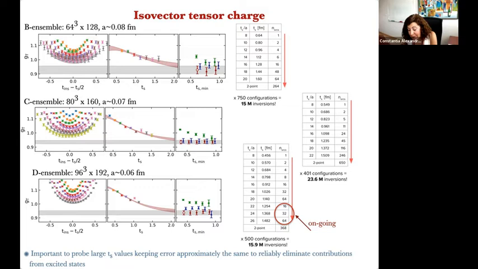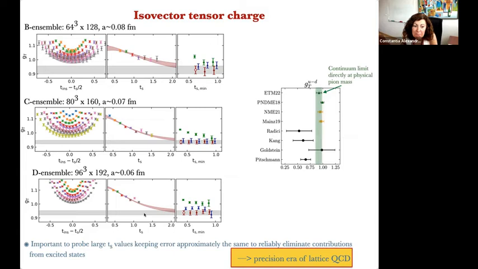And now I can use these results to extrapolate to the continuum limit directly at the physical pion mass, keeping the mass fixed at its physical value. This is extremely important. This is the first result that is doing this. You see other lattice results, but all these use chiral extrapolations. But you see a very good agreement, and you see the comparison with phenomenology. And I hope I'm convincing you that we are reaching the precision era of lattice QCD, getting very accurate results, more accurate actually than phenomenology, I believe, for this quantity, with control of systematics.